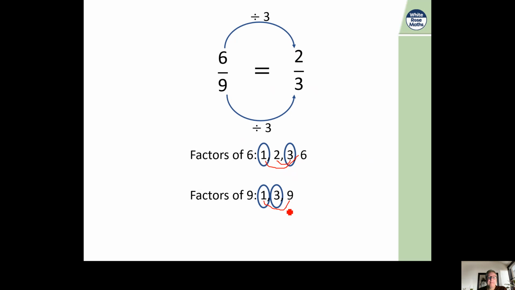There we go. So these are the common factors. It wouldn't really work dividing it by 1. Why not? That's right, we just end up with 6. And if we divided 9 by 1, we just end up with 9. So the next common factor of 6 and 9 is 3. 6 divided by 3 is 2, and 9 divided by 3 is 3. You could check that on a fraction wall if you can't visualize that.